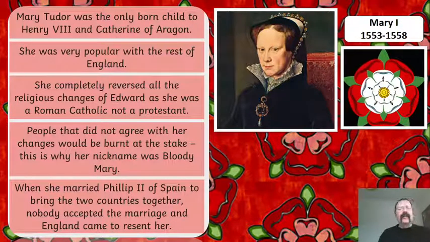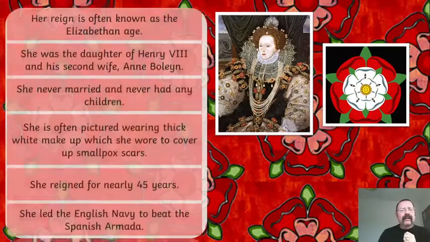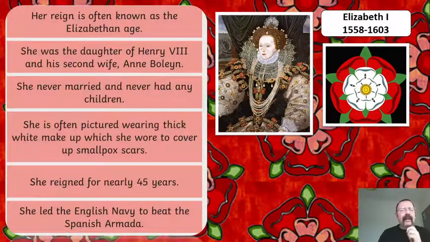Right, so who came next? Mary the First, 1558. So this lady, can you remember her name? Okay, so it was Elizabeth I. Now, her reign is often known as the Elizabethan age. She was the daughter of Henry VIII and his second wife, Anne Boleyn.